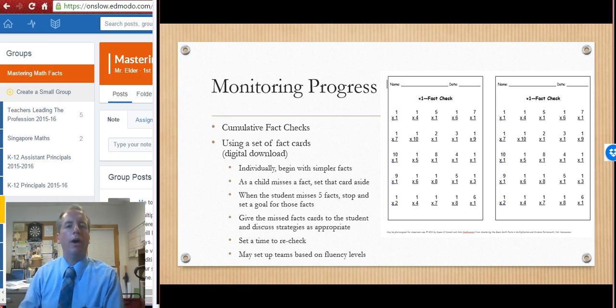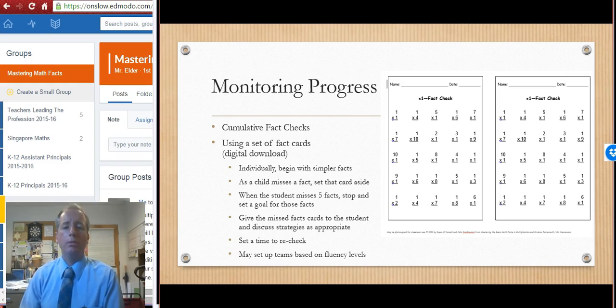Once they've missed 5 facts, and I've set those 5 off to the side, now I'm going to talk with that student and say, okay, these are the 5 facts I want you to practice. Let's do some shared goal setting. These are great places to use the student's agenda. Let's decide when we're going to get back together, and let's then sit down. Maybe it's a week from now, maybe it's 2 weeks from now, depending on time and availability.